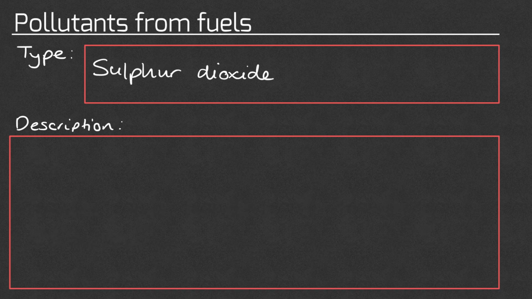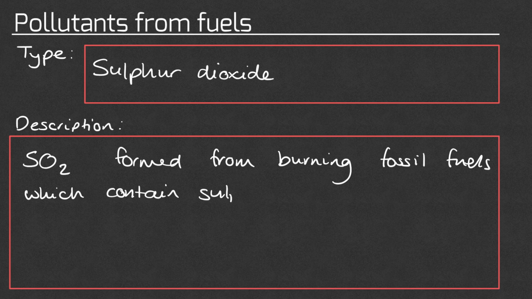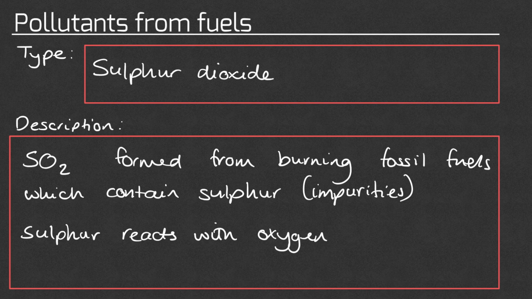Finally, we're going to look at sulfur dioxide. Sulfur dioxide has the chemical formula SO2. And it's formed when fossil fuels are burnt which contain sulfur, which is an impurity in the fuel. The sulfur will react with the oxygen in the car engine when the fuel is being burnt, and this then produces sulfur dioxide gas.